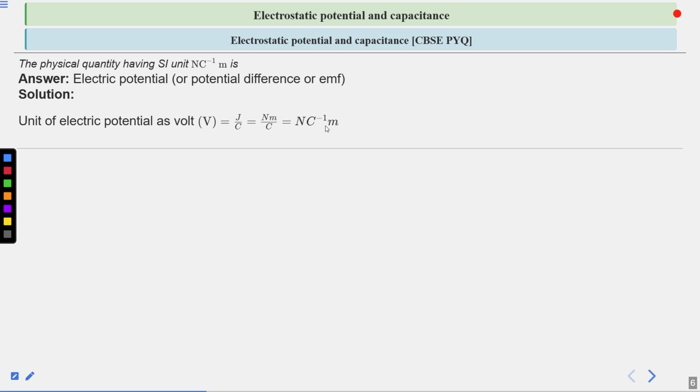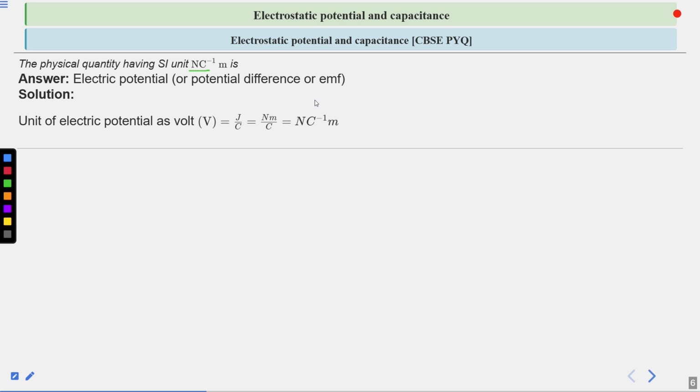Understood how this came? Newton per coulomb meter. Also, we can find which physical quantity has the unit Newton per coulomb meter in another way. We know that Newton per coulomb is the unit of electric field. We know that the relation between electric field and electric potential is E equal to minus dV by dr.